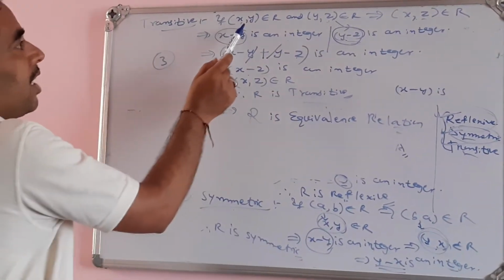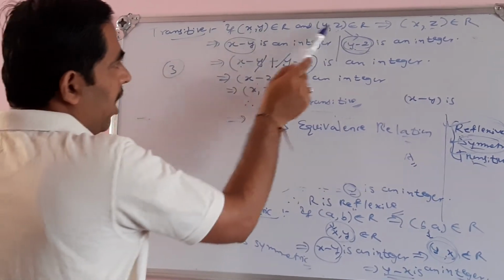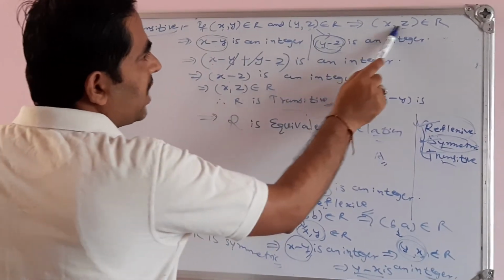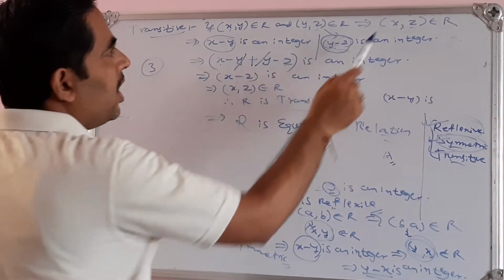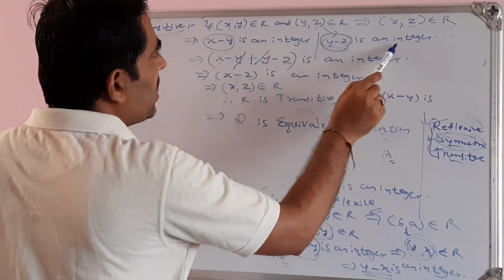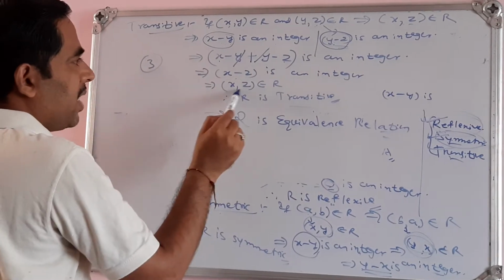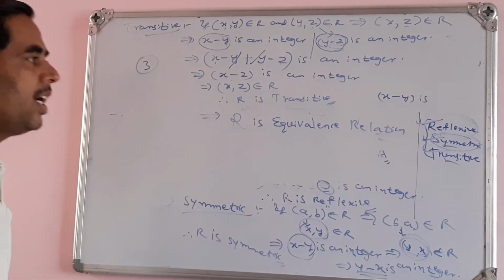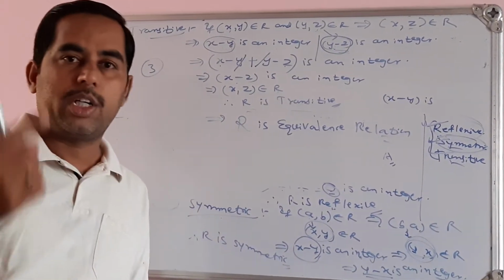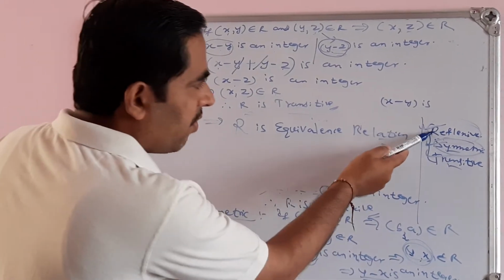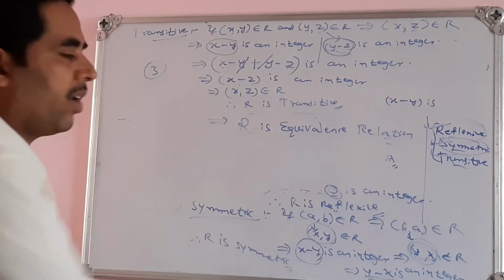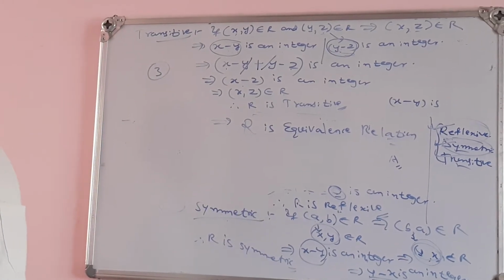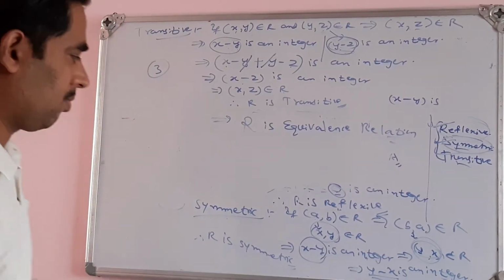Then transitivity. We have shown that if we have two pairs like (x, y) and (y, z), then (x, z) belongs to R. The difference of x and y is an integer, the difference of y and z is an integer, and the sum gives me (x, z) belongs to R, which is nothing but R is transitive. Therefore, it satisfies reflexivity, symmetry and transitivity, so it is an equivalence relation. This is a question which carries 3 marks.